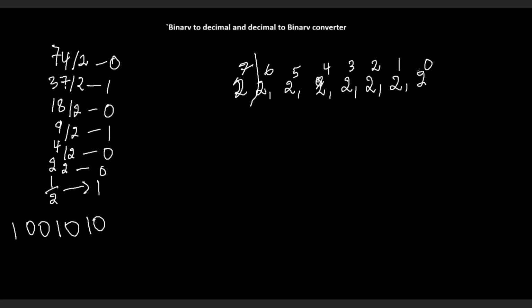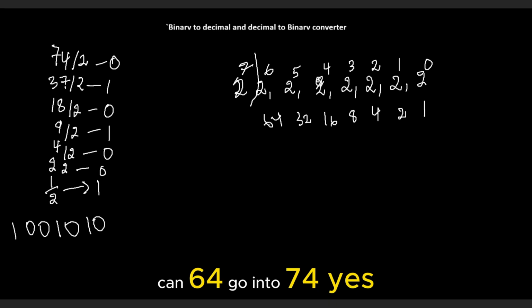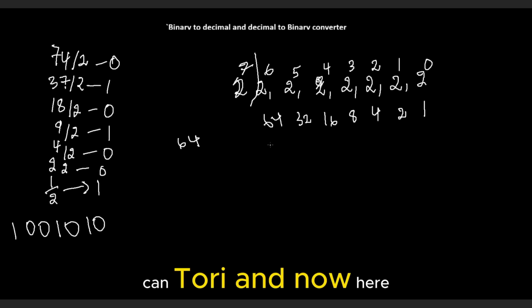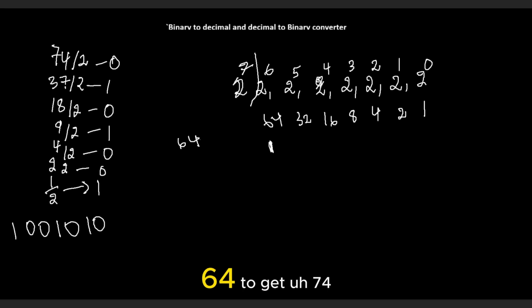So 2 to the 0 is equal to 1. This is 2, this is 4, this is 8, 16, 32, and 64. Now, can 64 go into 74? Yes. So I'm gonna take 64, and here I'm gonna say this is 1. Can 32 plus 64 get us to 74? No, so this is 0.